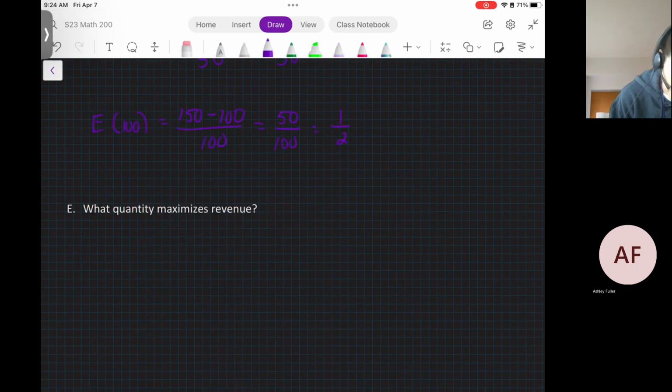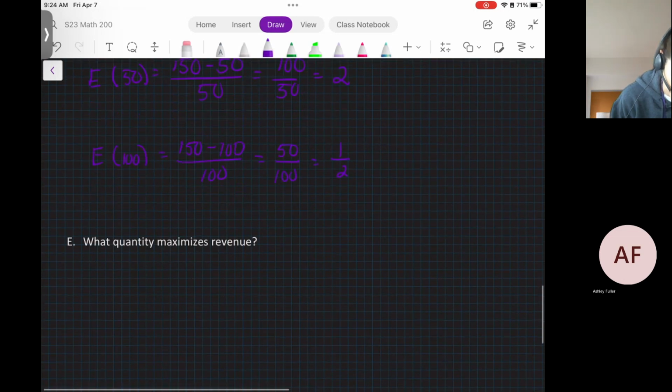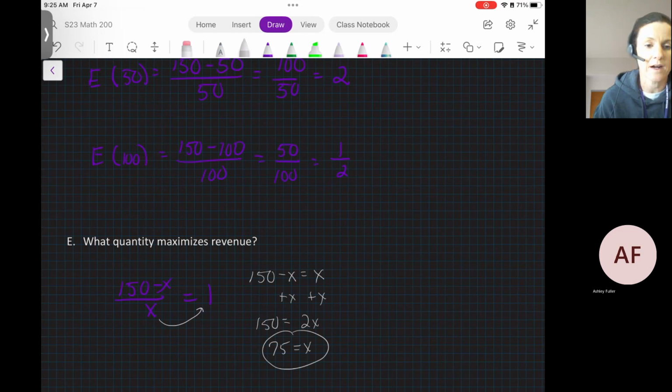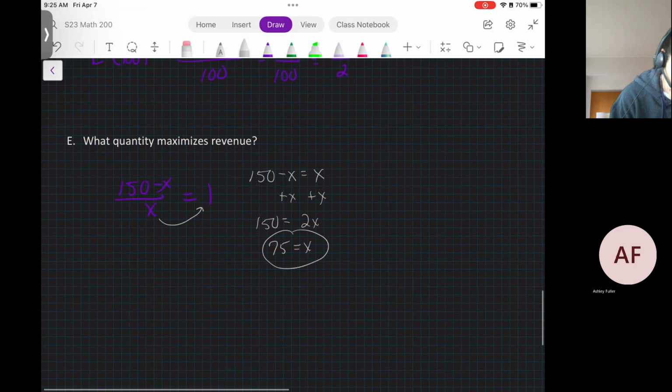So to find out what quantity maximizes revenue, I'm going to take that elasticity function, which was 150 minus x over x, and I'm going to set that equal to 1. When I do that, I multiply both sides by x to give me 150 minus x equals x. Add x to both sides, and I get 150 equals 2x, or x equals 75. This is where I'm going to maximize my revenue, when I'm selling 75 items, which directly affects the price that I'm going to be selling them for.